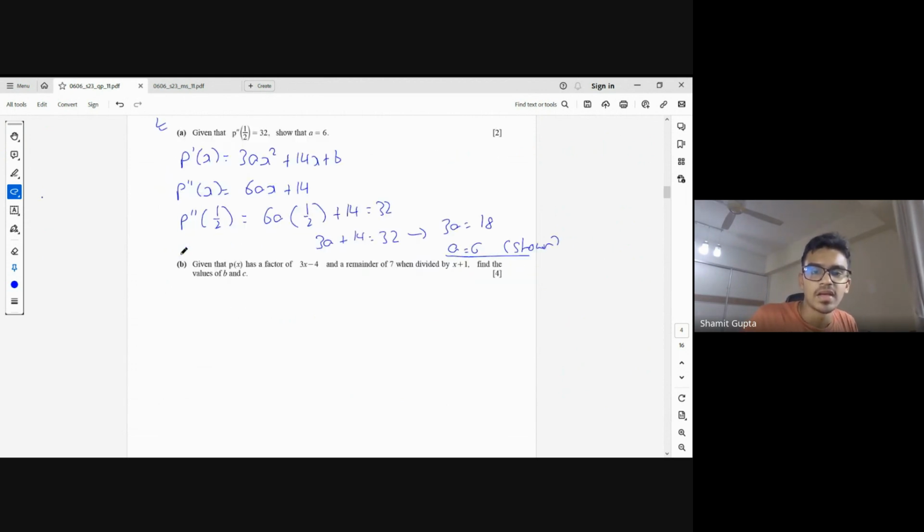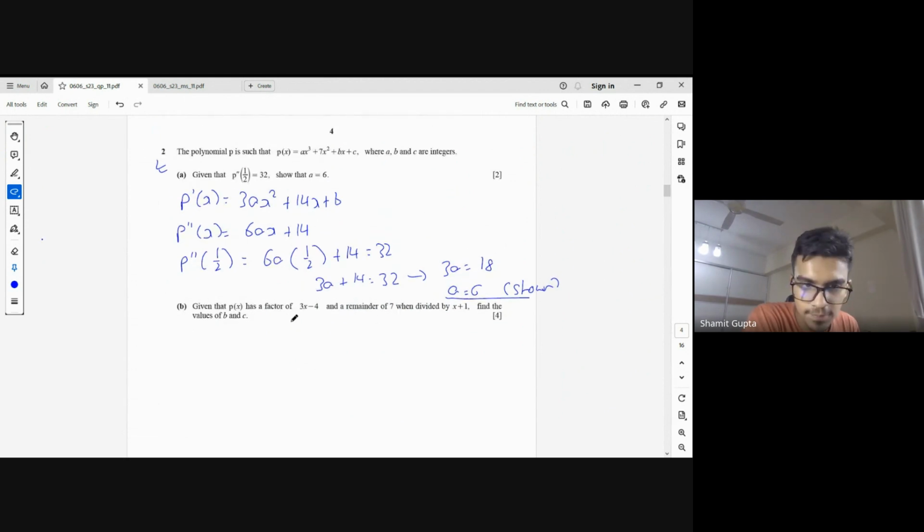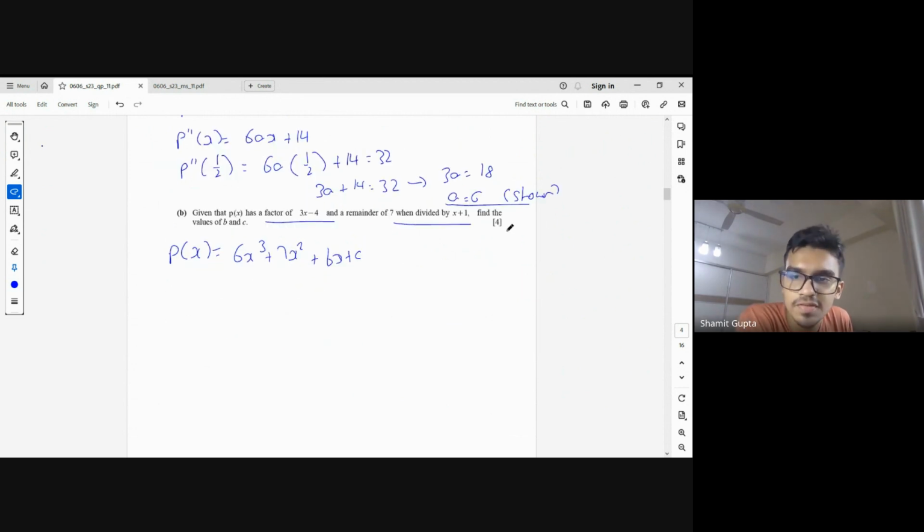Okay. Given that p(x) has a factor of 3x minus 4, and a remainder of 7 when divided by x plus 1, find the values of b and c. Okay, so first I'll just write p(x) again. Why am I writing it again? Because here I have it as a. I'll just write the newest p(x) which we have. So it's 6x cubed plus 7x squared plus bx plus c. Now, it has a factor of 3x minus 4. So when 3x minus 4 equals to 0, x equals to 4 over 3. So it means p of 4 over 3 equals to 0.